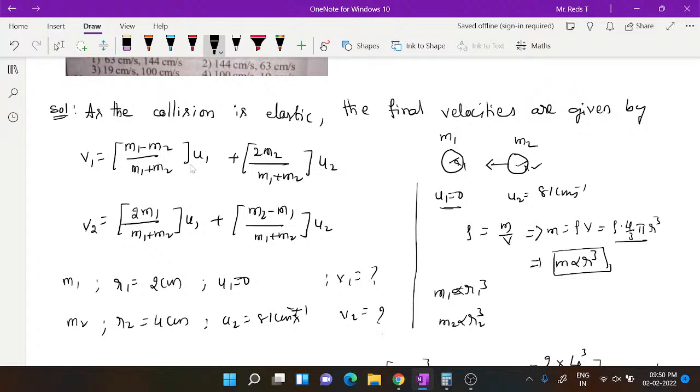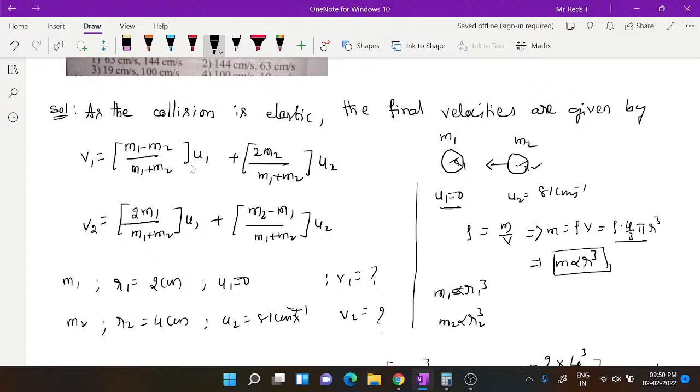So what are those velocities? v1 and v2 is the question. v1 and v2 for an elastic collision are given by this. Here u1 is 0, so the initial velocity terms will become 0, only the final velocity terms will come. That is one point you have to keep in mind.